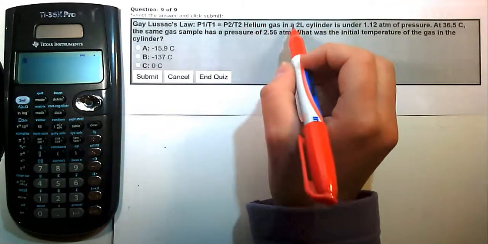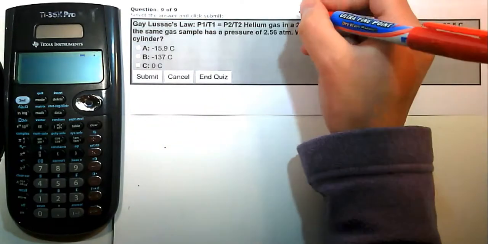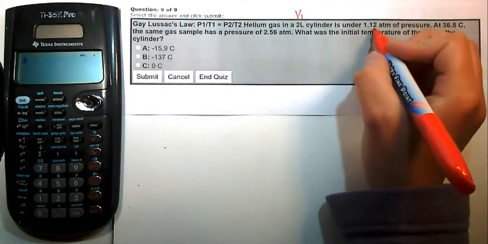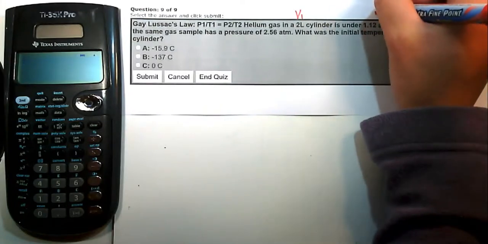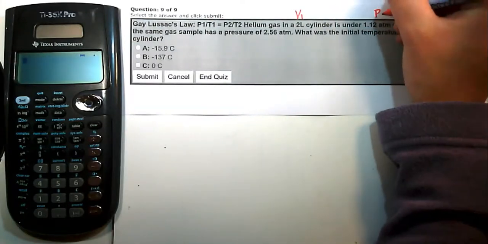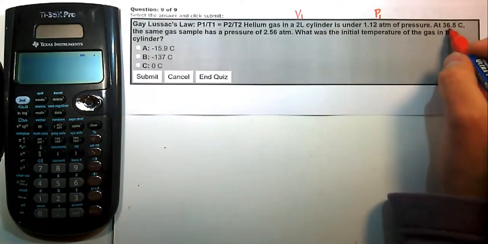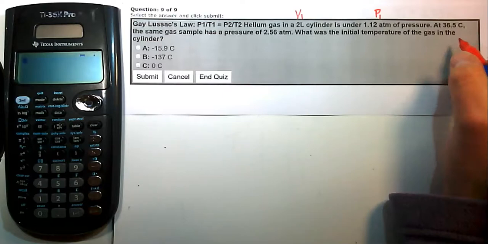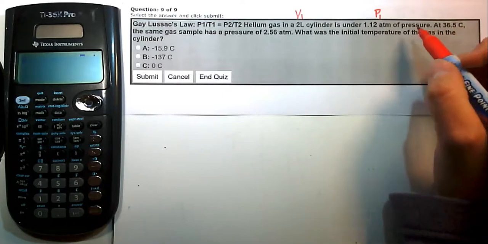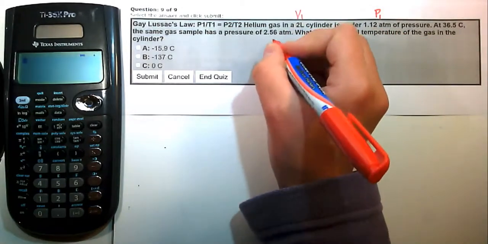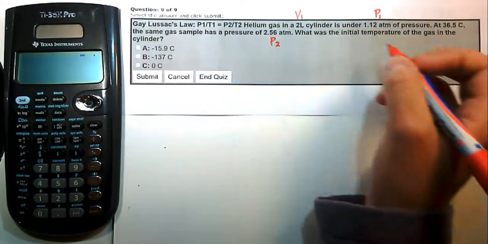So helium gas in a 2-liter cylinder. So that's a volume, probably a V1 value, the initial volume. It is under 1.12 atms of pressure. So that is a pressure, a P1 value. V1 and P1. At 36.5 degrees Celsius, the same gas sample has a pressure of 2.56 atms. So this is a new pressure, a P2 value.